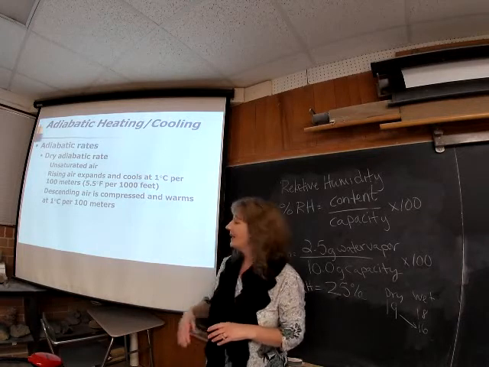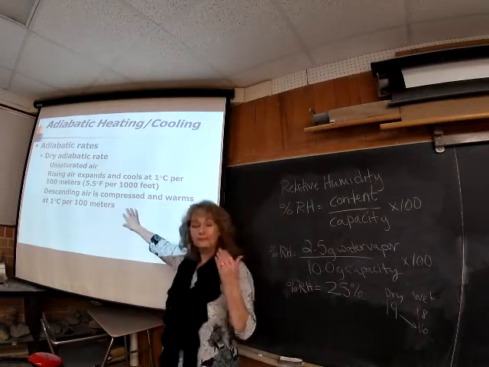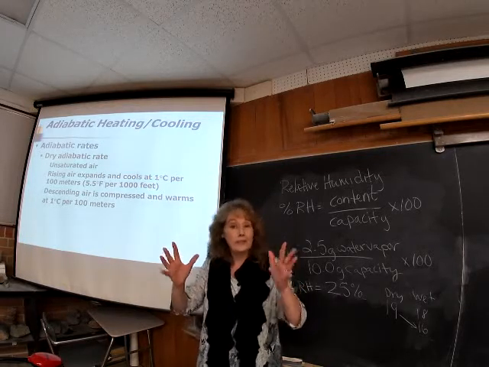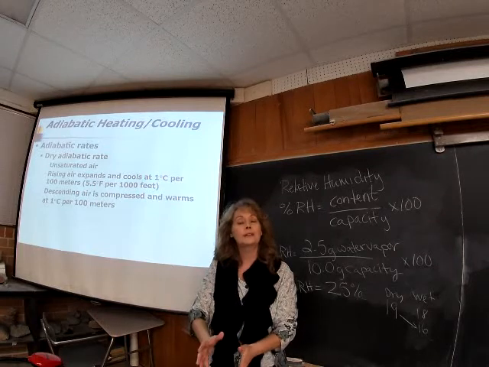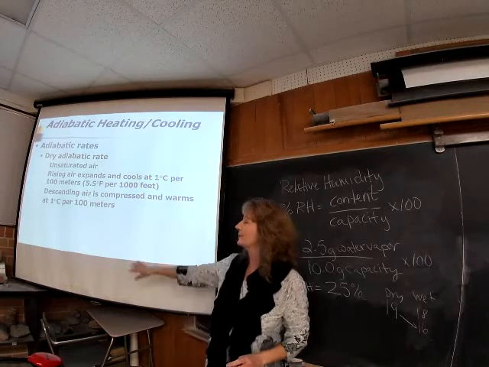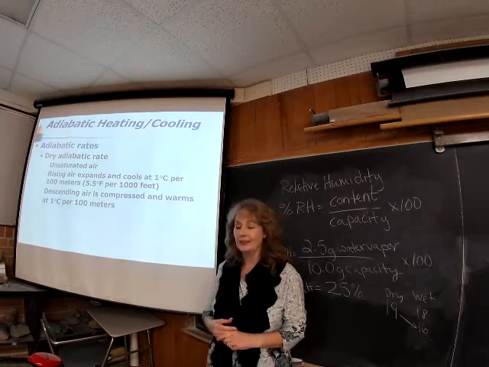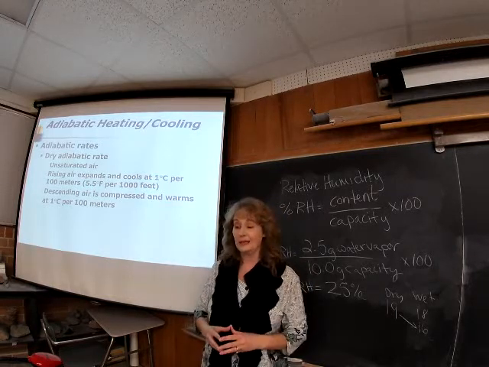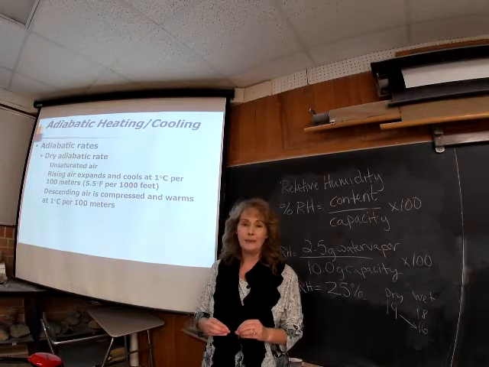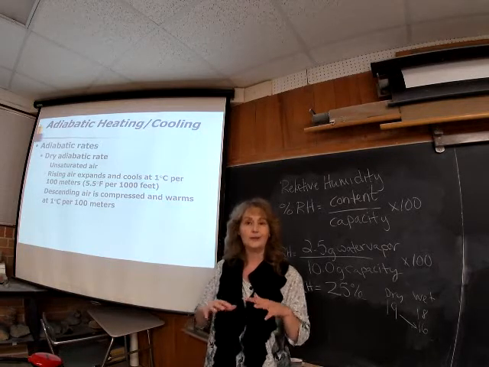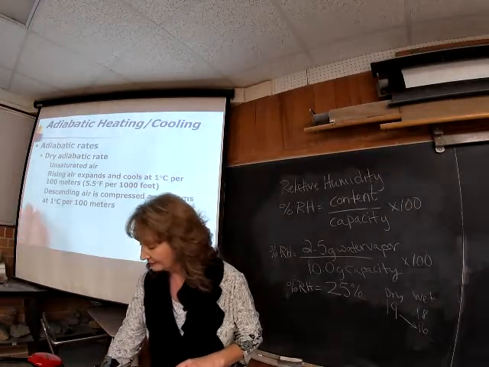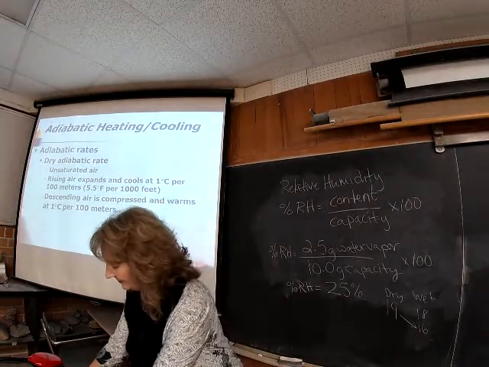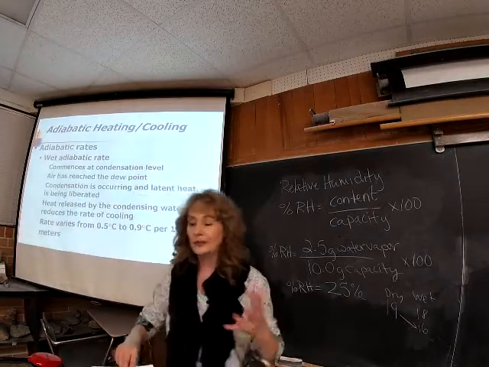Unsaturated air. Descending air is going to compress at that same rate. So 10 degrees Celsius per 1,000 meters or 1 degree Celsius per 100 meters, however you want to look at that. Descending air will compress and warm at that same rate. This is known as the dry adiabatic rate because we're not at saturation. Dry air, we would say, or unsaturated air. That's the normal kind of dry rate.